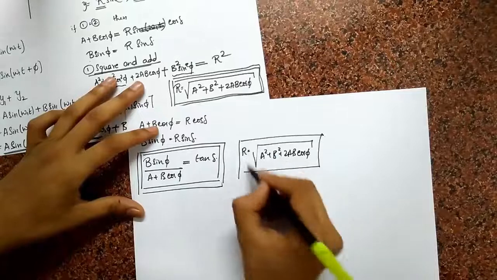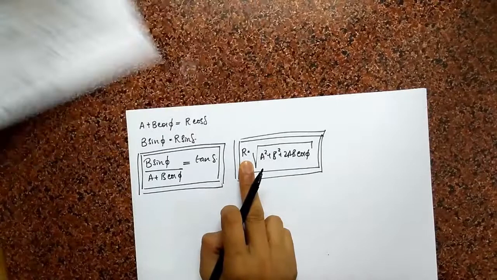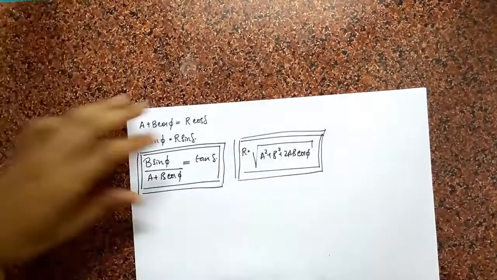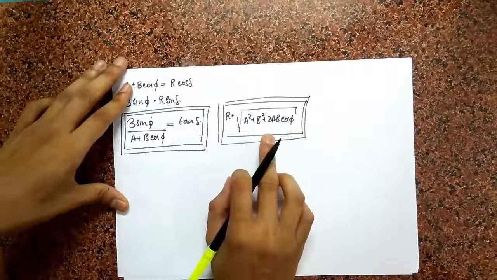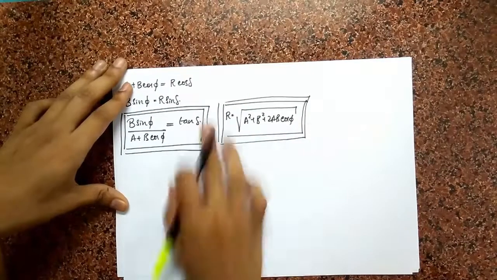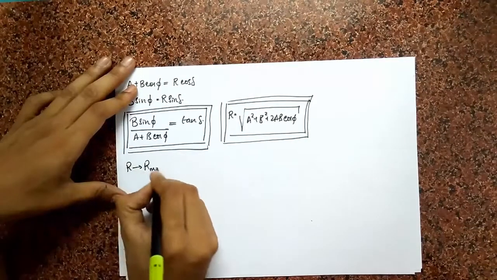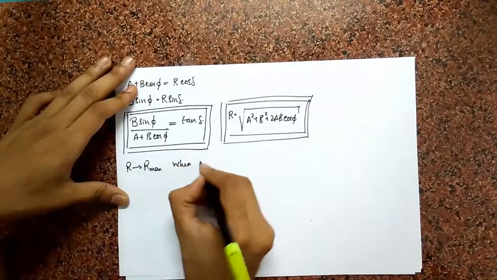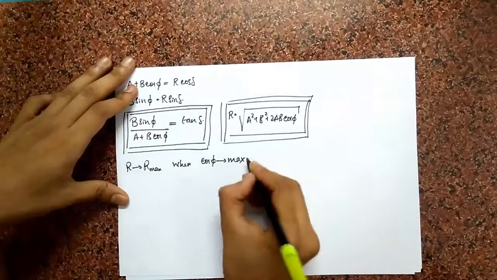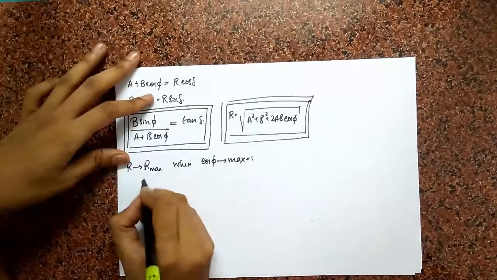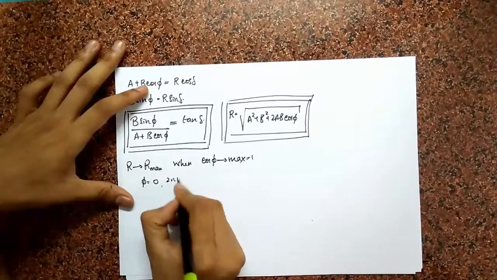When is this going to be maximum? What is the maximum value for r? Well, the maximum value for r is when this right hand side is maximum. And now a and b are fixed, so the only way to maximize this is when cos phi is maximum. So r becomes r max when cos phi is maximum. And what's the maximum value of cos phi? That's 1. And when does that happen? Well, when phi equals 0.